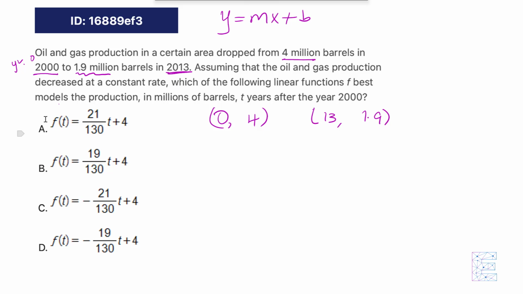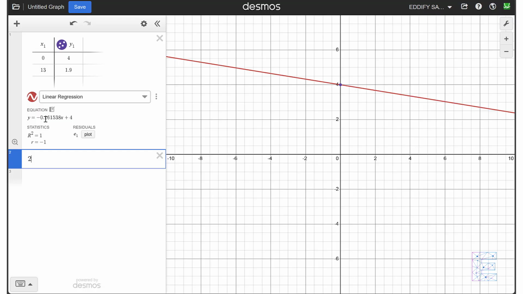But also I noticed that the slope in the regression was negative, so we know it can't be A or B because these are both positive. So it's between C or D. Let's see what decimal is equivalent to 21 over 130 and see if it matches or not. Okay, so literally just type in 21 over 130, and that decimal matches what the slope says, so it's got to be C.